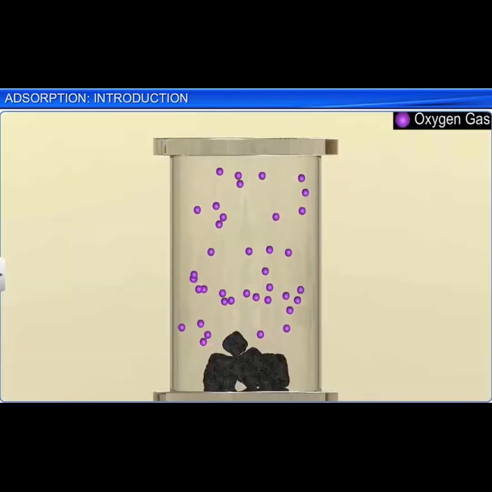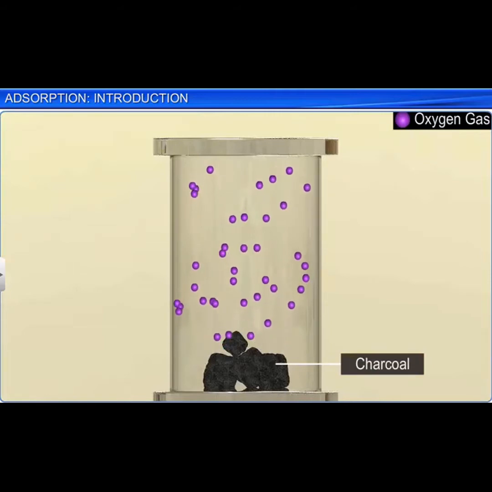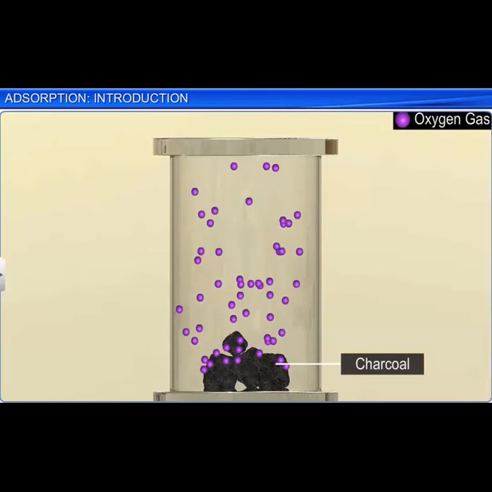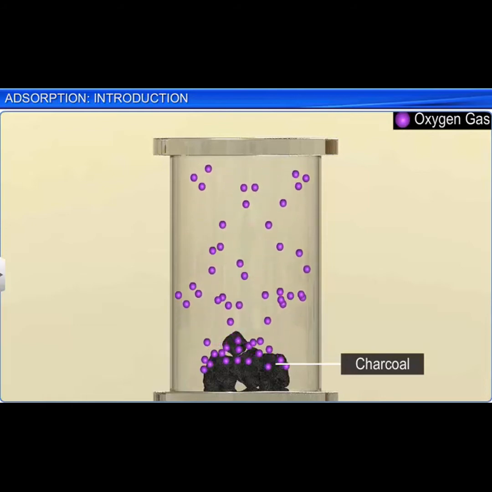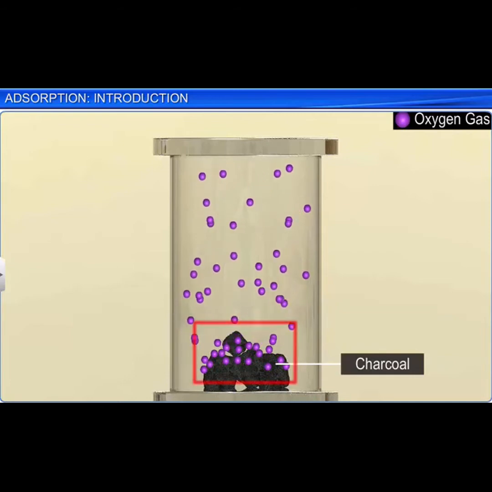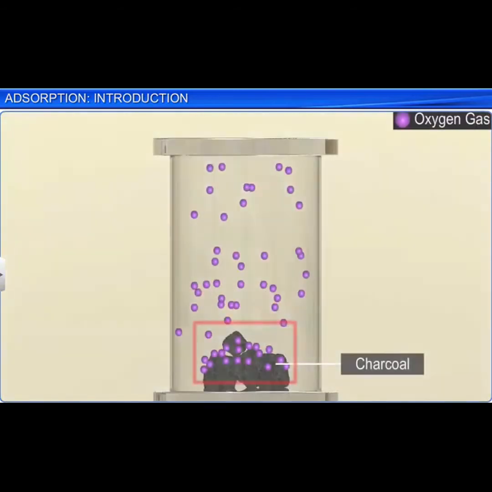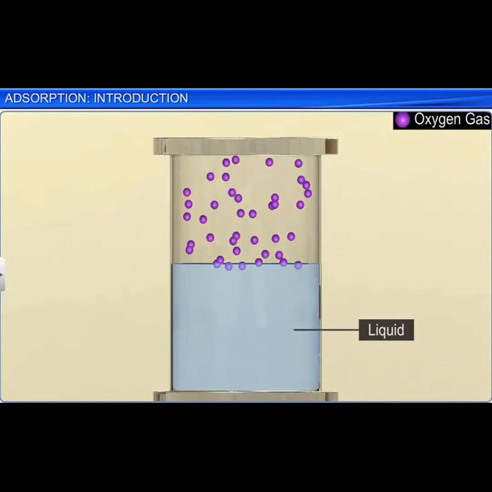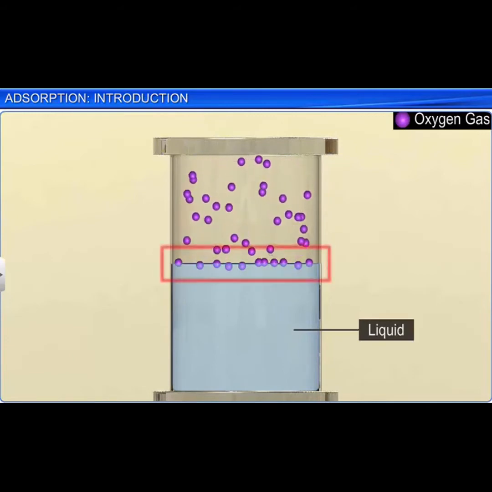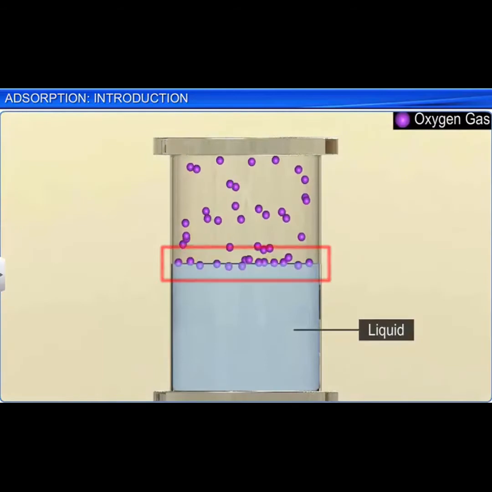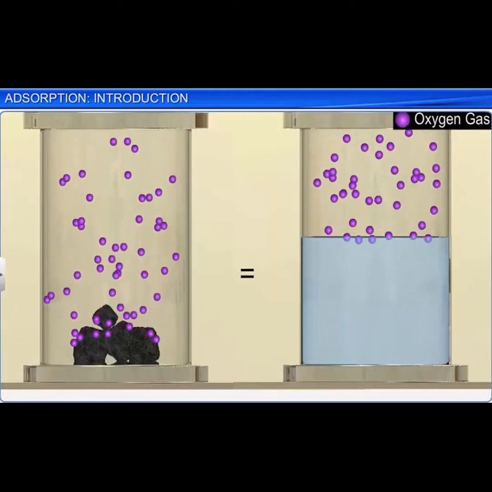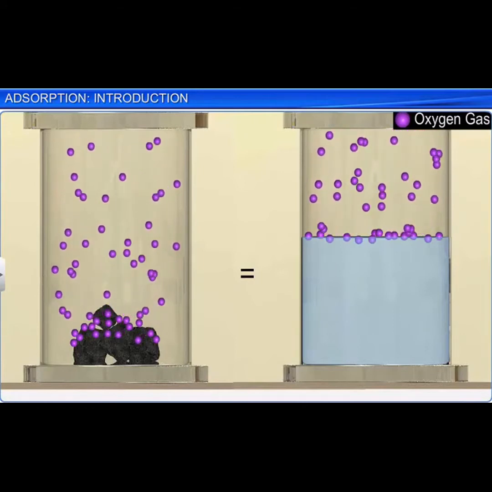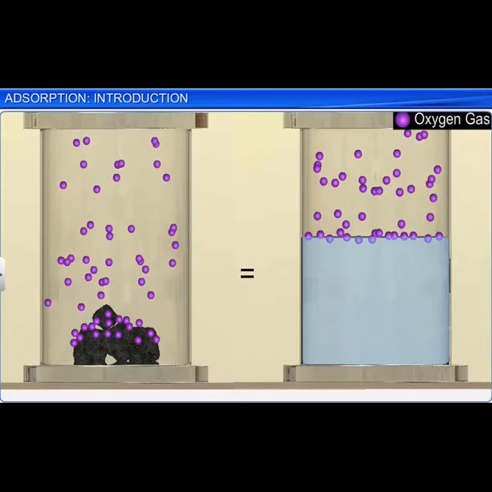If you put solid charcoal in a closed vessel containing oxygen, you observe that oxygen molecules are attracted to the solid surface of charcoal. As a result, the concentration of the gas on the surface of the solid increases. The same occurs if a liquid is put into a closed vessel containing gas. The gas molecules will accumulate on the surface of the liquid. This phenomenon of attracting and retaining the molecules of a substance on the surface of a solid or liquid, resulting in a higher concentration of the molecules on the surface, is known as adsorption.